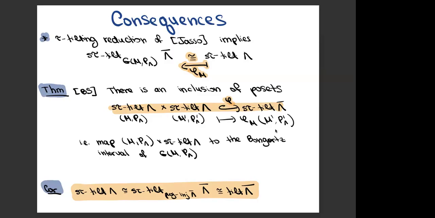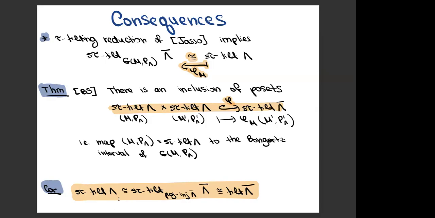And it's not really a super precise map, because it involves this Jasso reduction map, which is also in the direction that I want, but is kind of harder to state. But what this does is, given an M comma P in lambda cross anything in here, you just send it to the Bongartz interval of this object. That's the idea. So whatever is here is mapped to the appropriate element in the Bongartz interval of this object. And then as a corollary, we get that.